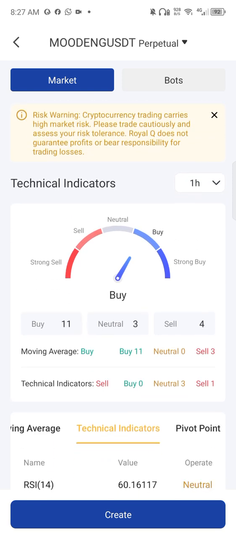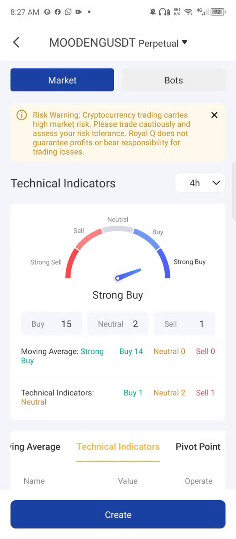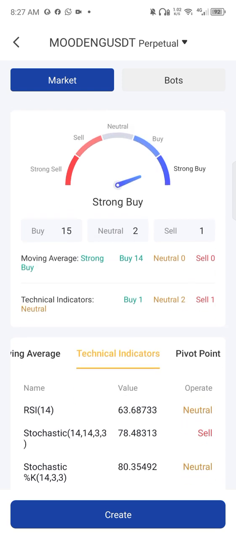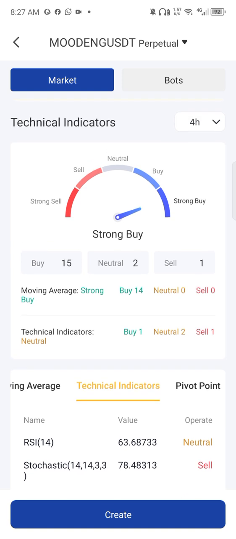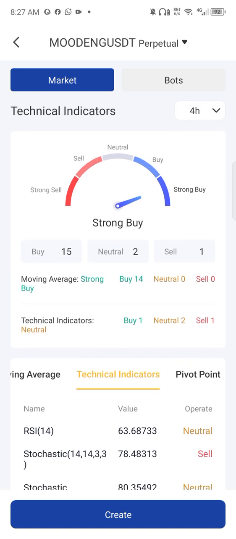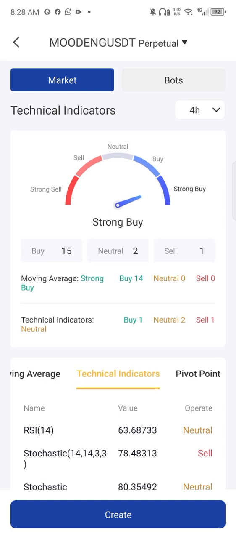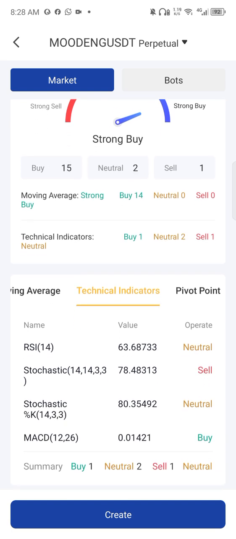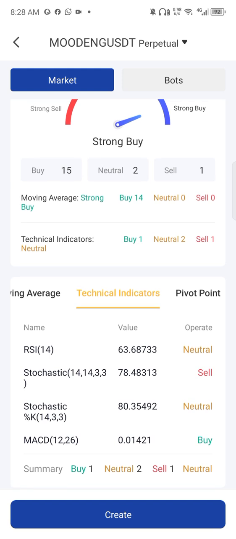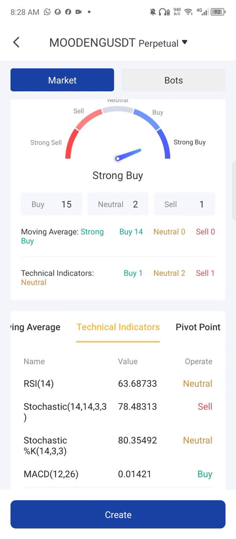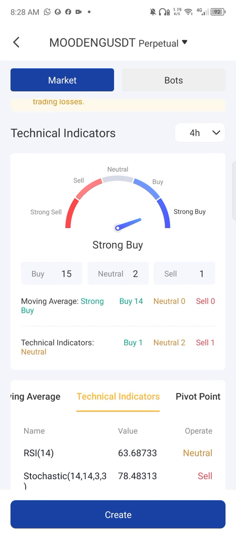So let's choose a time frame again of 4 hours and see. Okay, so in the last 4 hours, our coin has been in the strong buy, so it means that it has been reducing gradually. In the last 4 hours, it was in the overbought area. And now the RSI of the coin is 63.68733. So you see that that is still in the neutral area. But when you look at the indicator at the top here, it tells us that it has been more in the buy zone. And so it helps us to see.